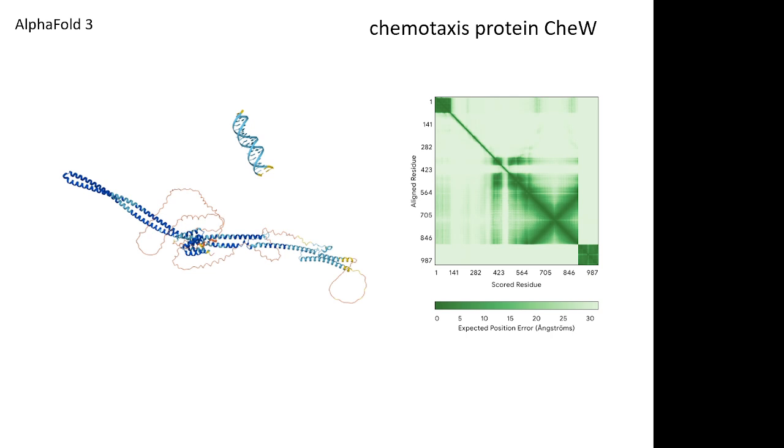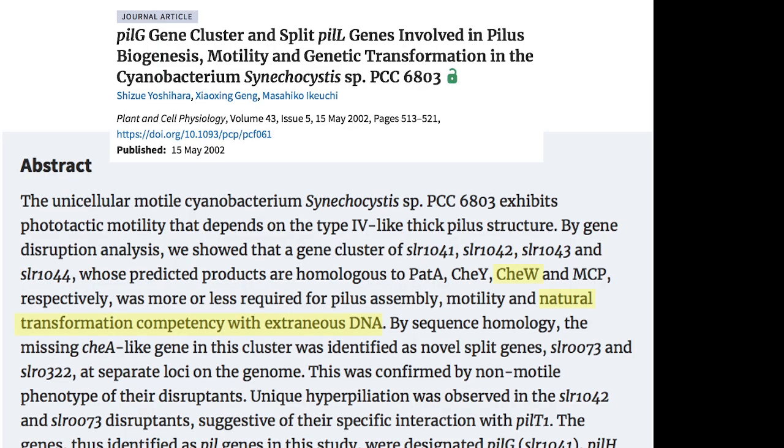And finally, for the chemotaxis protein GW, there is no evidence of interaction between alpha-4-3 and between the proteins and the DNA. But anyway, what is interesting about this protein, GW, is that there is genetic evidence also in Synechocystis 6803 that this protein, together with other proteins, is more or less required for pilus assembly, motility, and natural transformation with extraneous DNA. So there is some experimental evidence of the interaction.